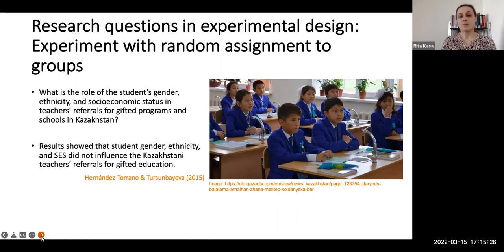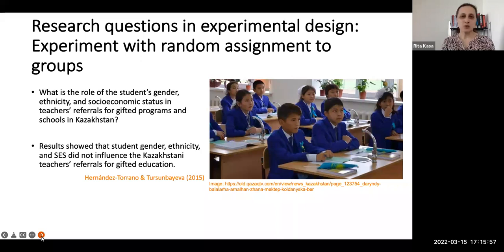So it doesn't mean that this question is answered for good for Kazakhstan. This is just one study. For us to be able to draw definite conclusions, we need to build on a substantial amount of evidence. So if you are interested in continuing exploring this topic about how equity is observed and complied with when assigning students to gifted education programs in Kazakhstan, then absolutely this is a topic you can tackle.